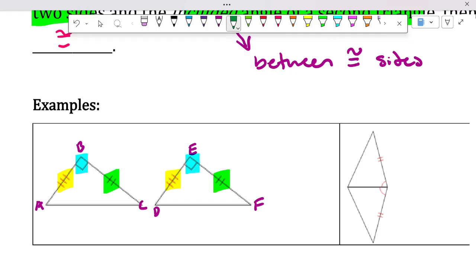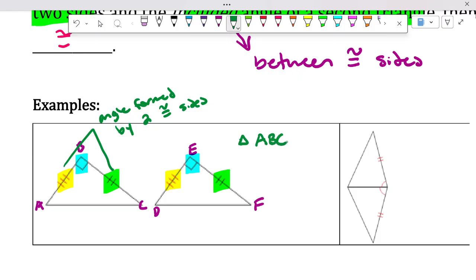So again, it's the angle formed by the two congruent sides. So wherever those two congruent sides intersect, it's that angle that you're looking at, always. It's not going to be this angle. It's not going to be this angle. We'll talk about why that is in a second. So because we have two sides and the included angle congruent, we can say that triangle ABC is congruent to triangle DEF by side angle side.